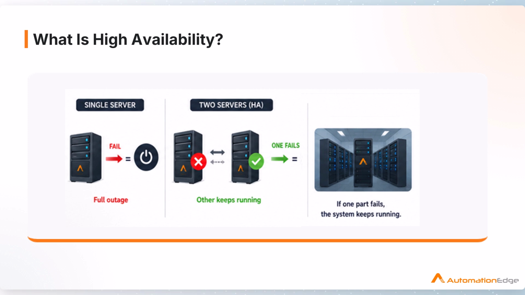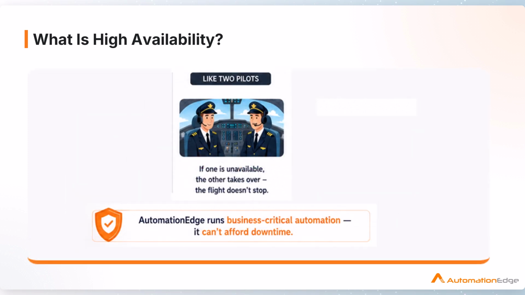Think of it like a flight with two pilots. If one is unavailable, the other takes over. The flight doesn't stop. For Automation Edge, this matters because the work it does is mission critical. The nature of work done by Automation Edge requires continuous availability of the applications.